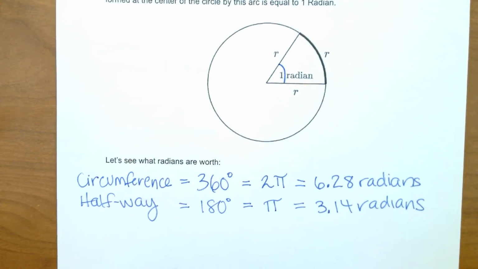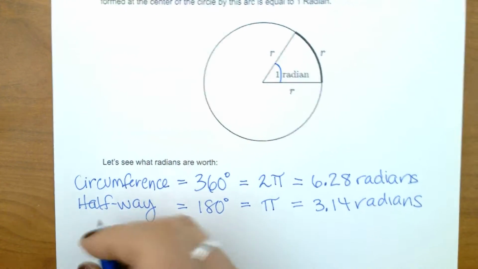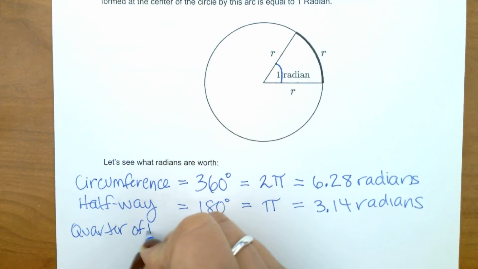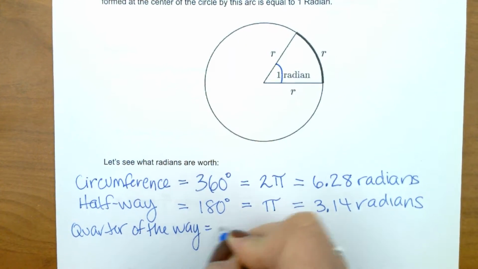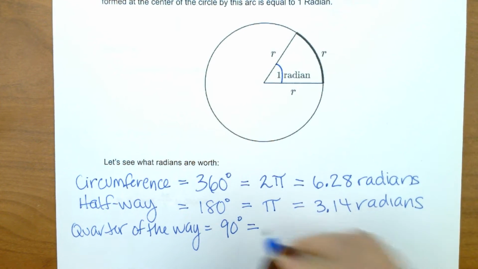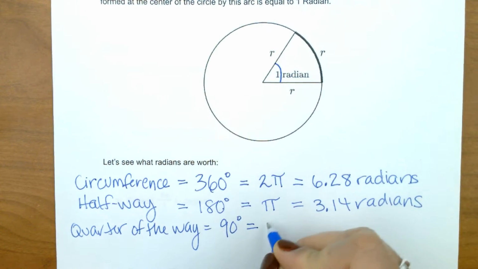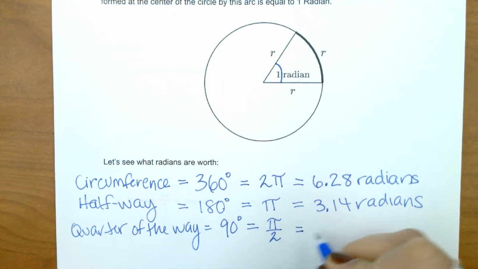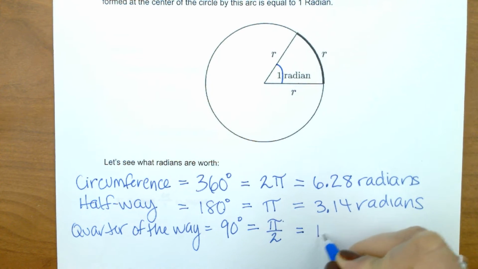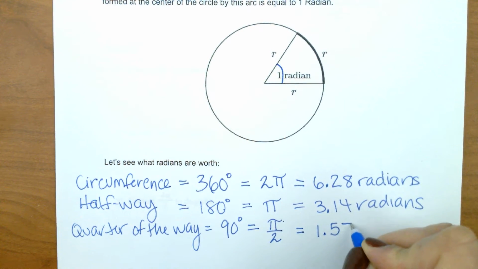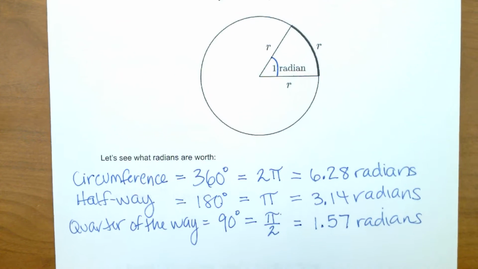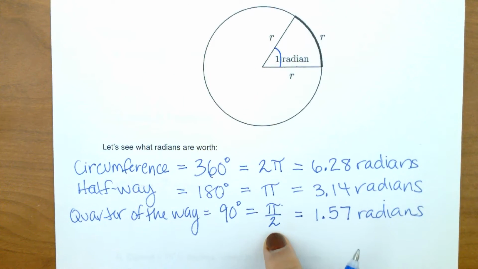Okay, let's keep going. Let's go a quarter of the way. We know that being 90 degrees. So we're splitting it in half. So it's going to be pi divided by 2. If we do 3.14 divided by 2, we get 1.57 radians. Yay. So this answer is just this, divided out in the calculator.